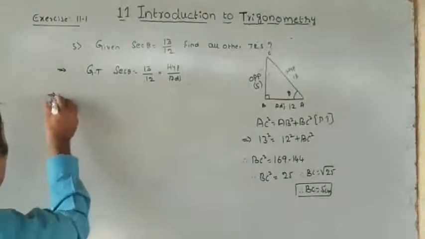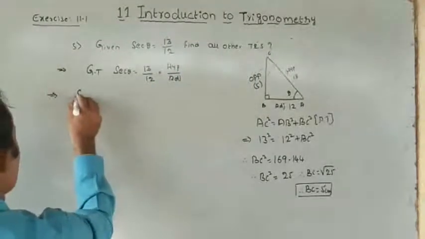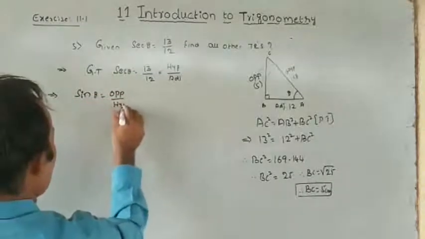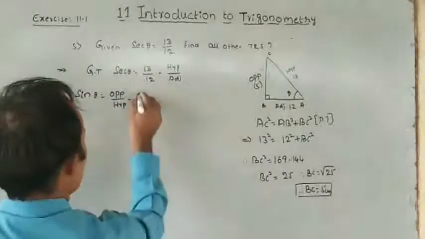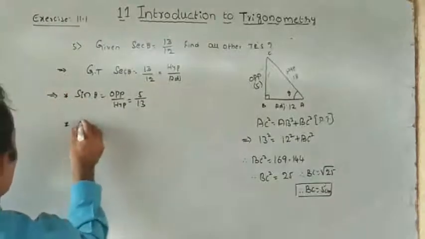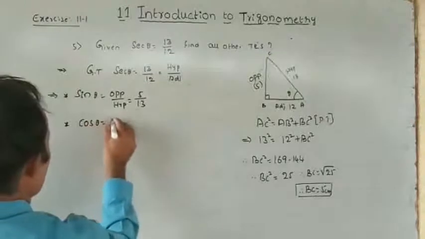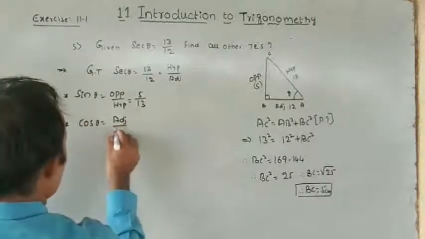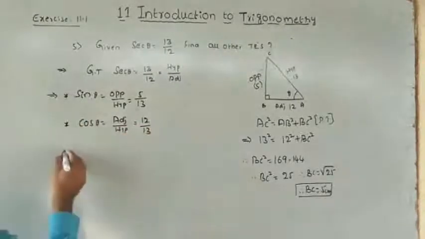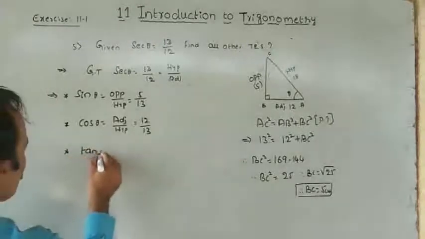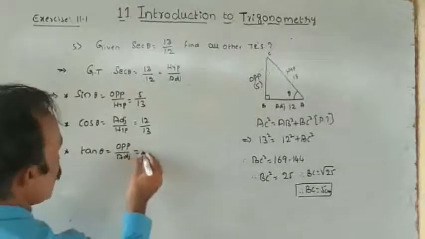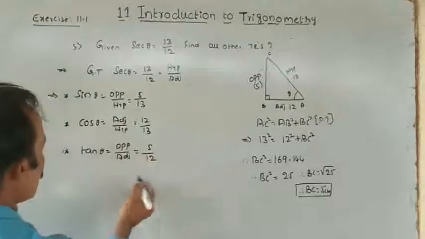Now we write one by one all the trigonometric ratios. First, sine theta. Sine theta is equal to opposite divided by hypotenuse. What is the value of opposite? 5 divided by 13. So this is the first one. Second, cos theta is equal to adjacent divided by hypotenuse, that is 12 by 13. Next, tan theta is equal to opposite divided by adjacent. So opposite value 5, adjacent value 12.